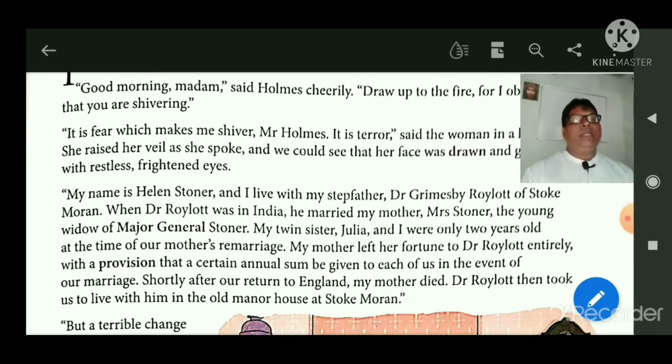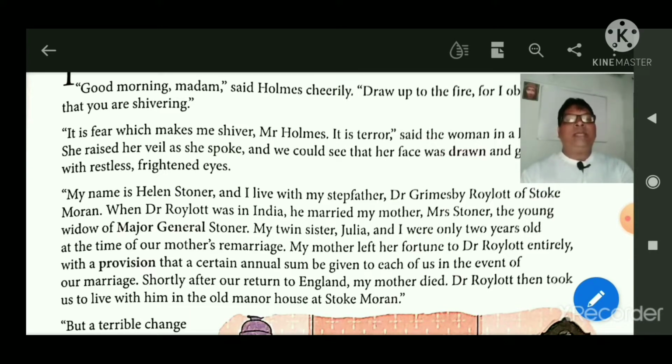"Mrs. Stoner, the young widow of Major General Stoner." Mrs. Stoner was a young widow of Major General Stoner. "And my twin sister Julia and I were only 2 years old." Julia and Helen were twin sisters, and they were 2 years old by the time their mother married another person.